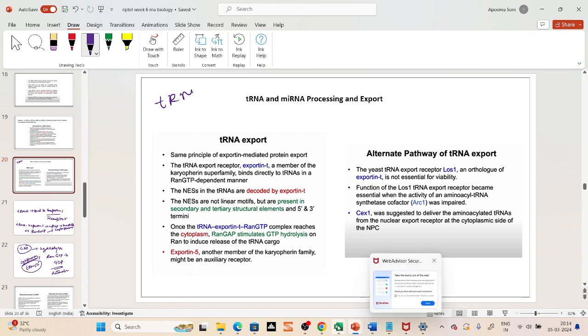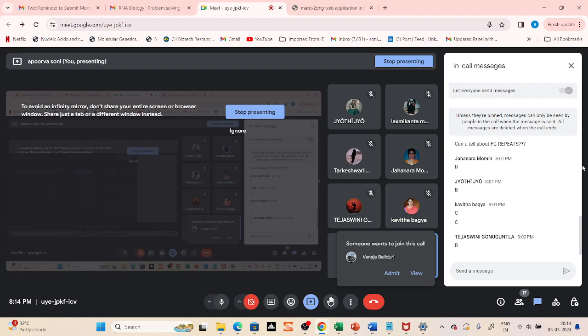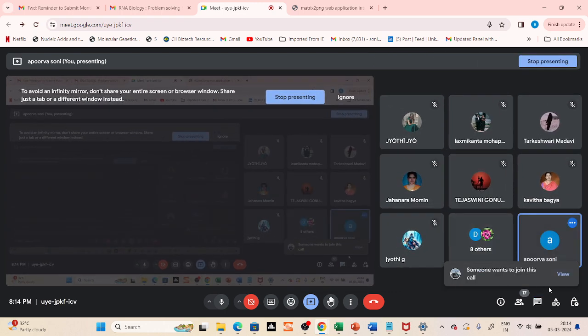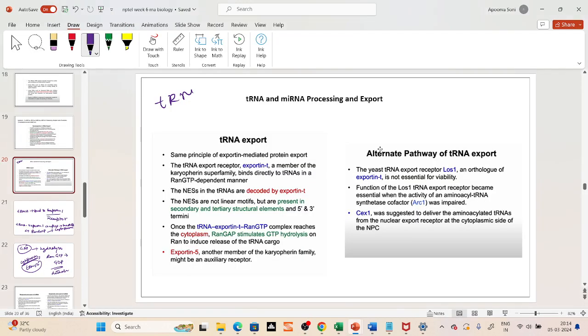So is it now clear why exportin T has RAN GTP function and not RAN GAP function? Is it clear now? Yes, ma'am. Okay.